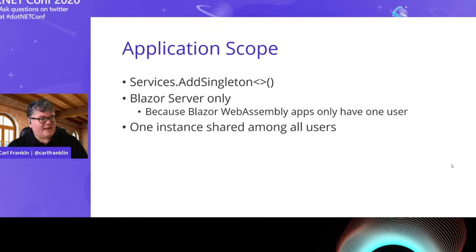So if you look at the default template, the weather forecast service is implemented as a singleton because it's just creating some dummy data and there's no state there, right? So this is a good place for static data and methods.